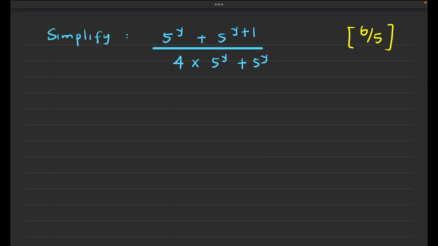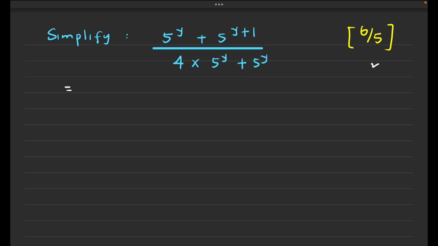Simplify 5 to the y plus 5 to the y plus 1, divided by 4 multiplied by 5 to the y plus 5 to the y. The final answer is supposed to be 6 divided by 5. So let's just dive right into it.